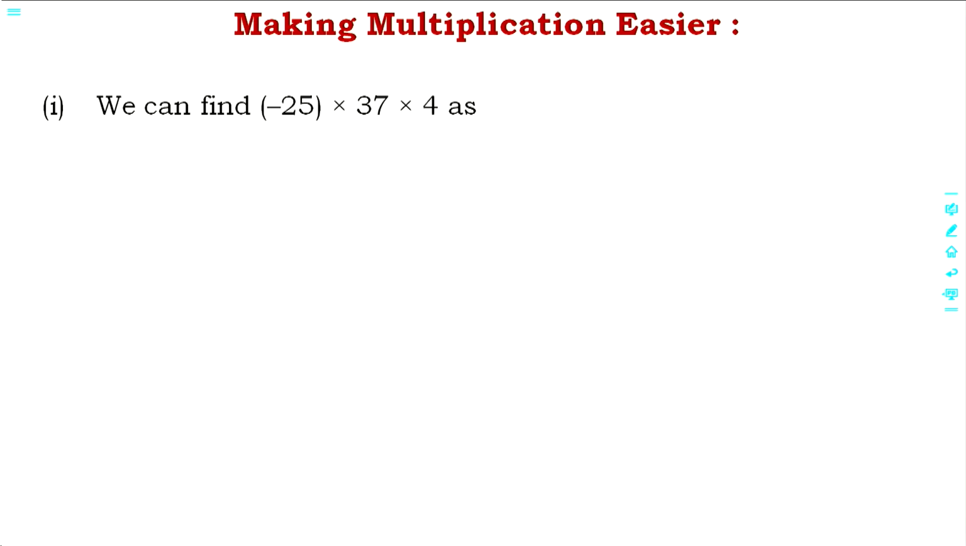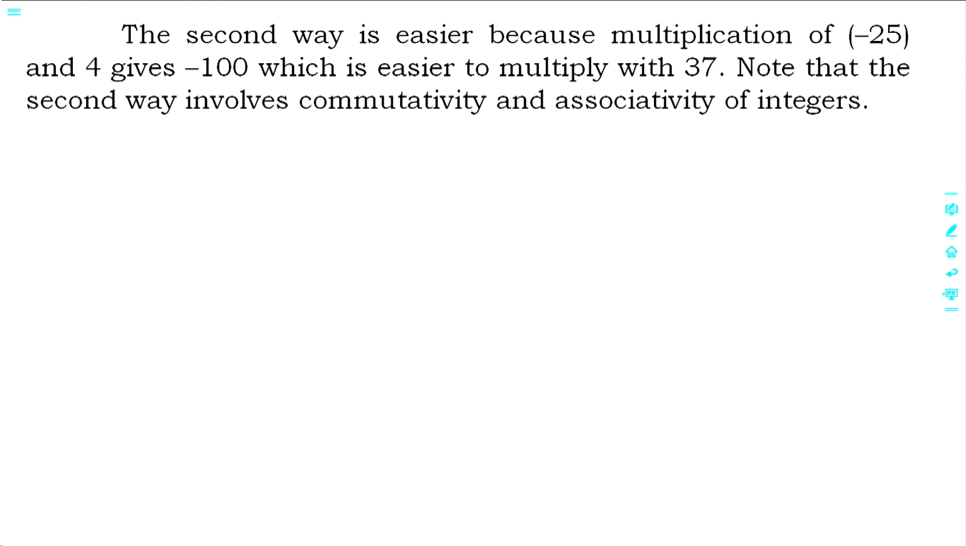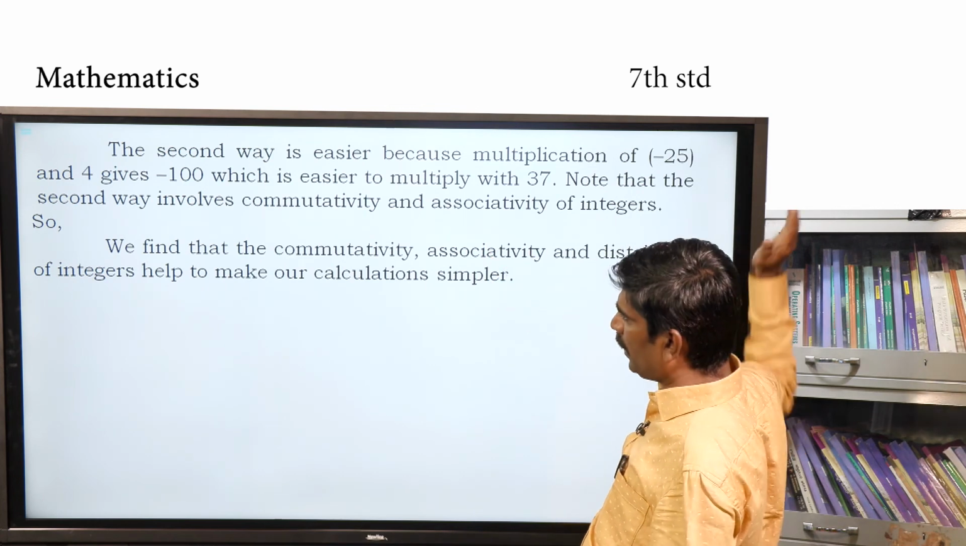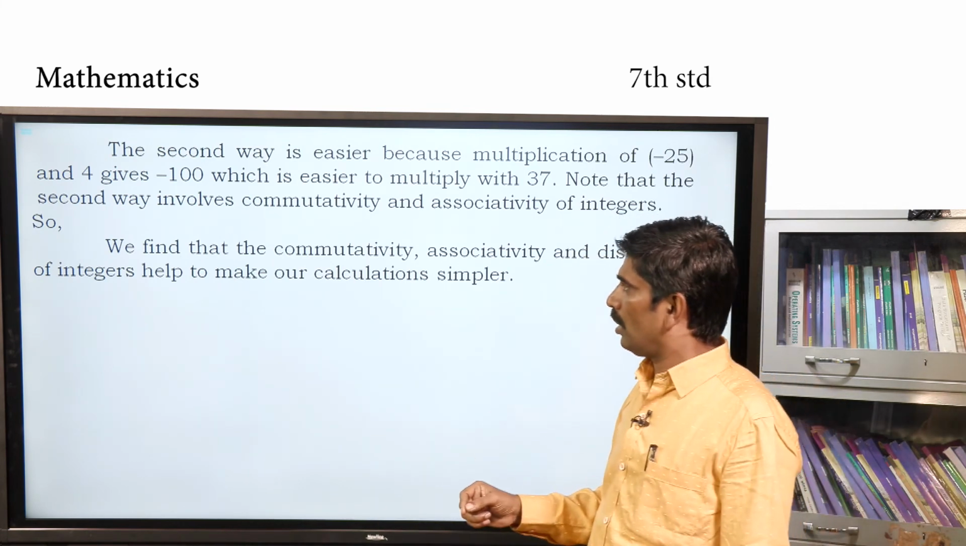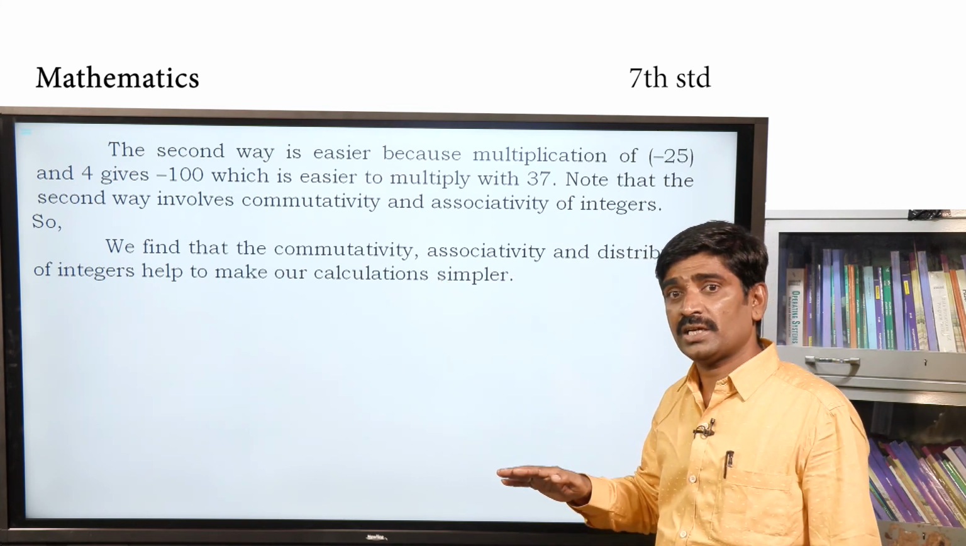Okay, how to make multiplication easier? Can we find minus 25 into 37 into 4 as, which one is the easier? Why? The second way is easier because multiplication of minus 25 and 4 gives minus 100, which is easier to multiply with 37. Note that the second way involves commutativity and associativity of integers. We find that the commutativity, associativity and distributivity of integers help to make our calculation simpler. Why do we know these properties? Because they make calculation simpler.